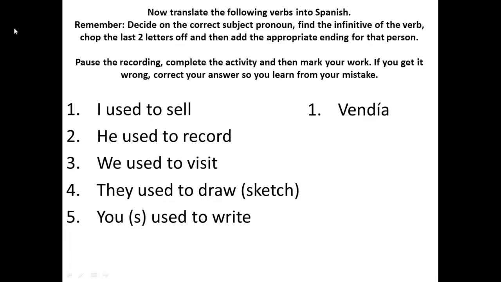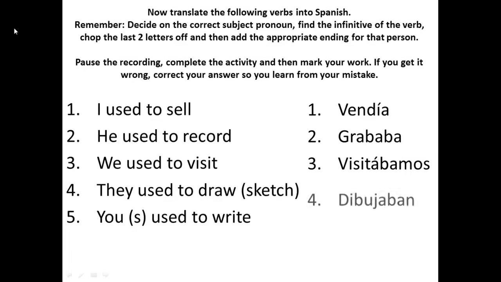Número 2. He used to record. Grababa. Número 3. We used to visit. Visitábamos. Número 4. They used to draw. Dibujaban. Número 5. You singular used to write. Escribías. Okay, how did you get on? Remember to correct your work so you can learn from your mistakes if you've made any.